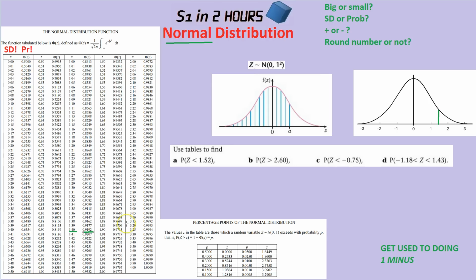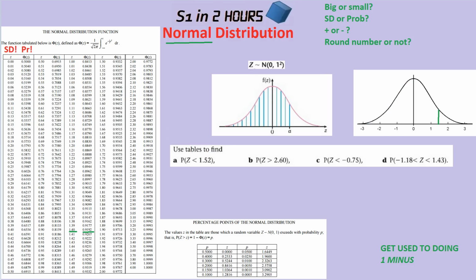Translated into a percentage, that would be 91.92%. That means the chances of being up to that line, so not just here, but anything to the left of that, would be almost 92%, 91.92%. As in, there's very few people, roughly 8 or 9% of people, who are more than 1.4 standard deviations above the mean. Remember, on the left, standard deviation. On the right, probability. If you remember that, you're almost halfway to getting these kind of questions right.